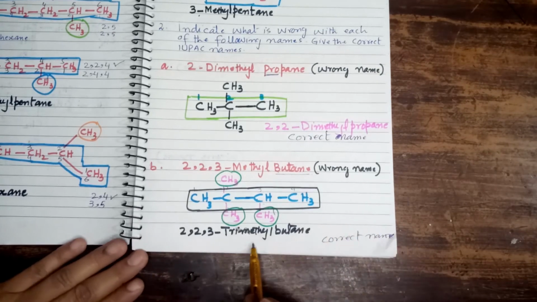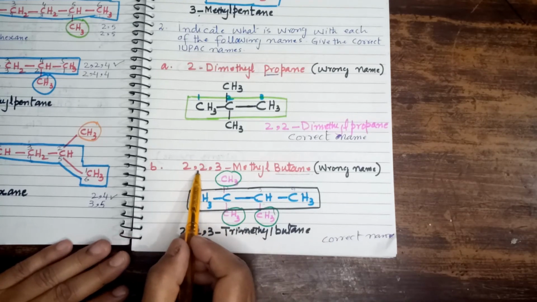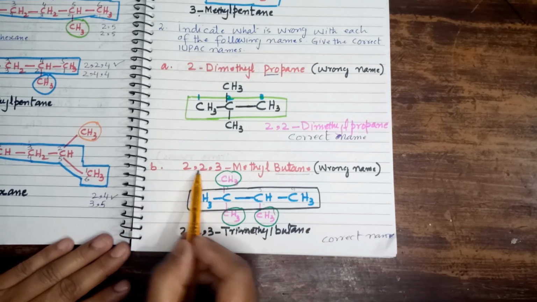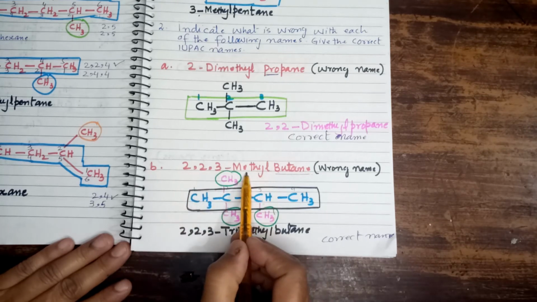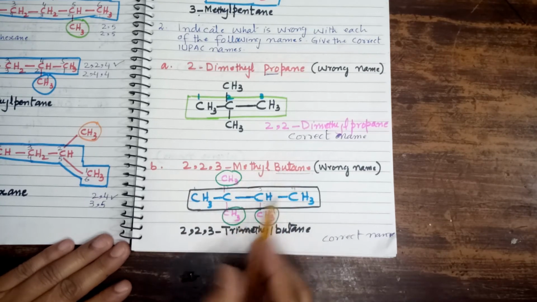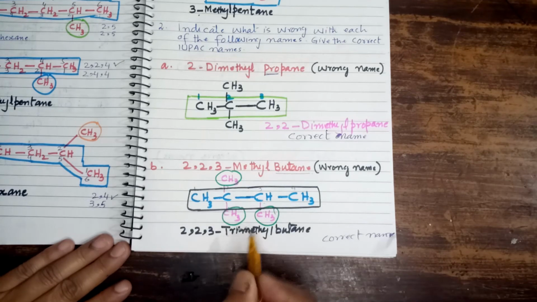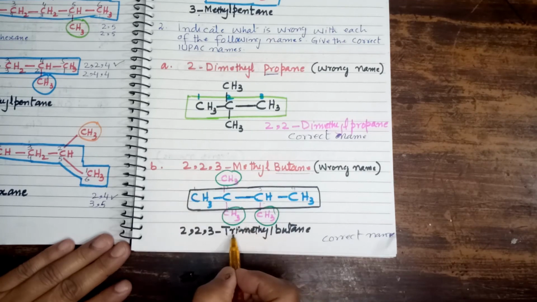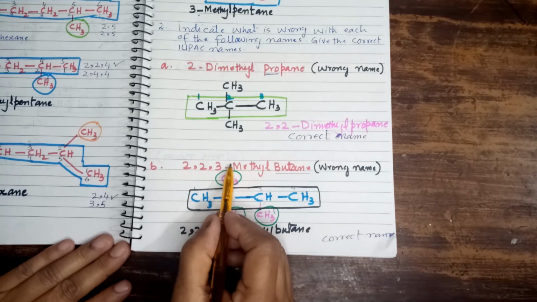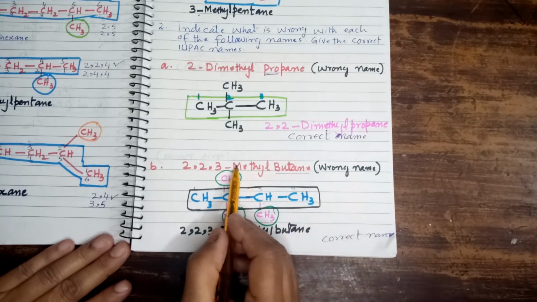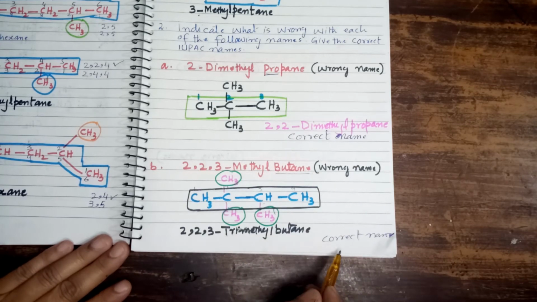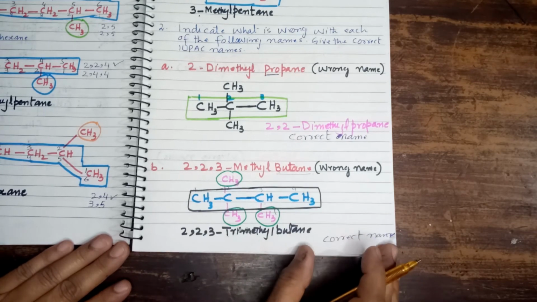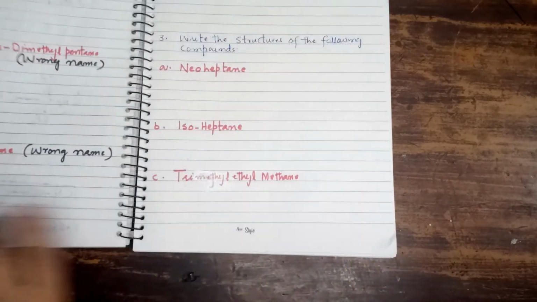Now, what is the mistake in this given name? Here you can notice, students, positions are mentioned, but just methyl is written. Tri is missing, right? Since there are 3 methyl radicals, this is a mistake since tri is not written here. So that's why this is the wrong name. This is the correct name of the structure. I hope this is clear to you. Alright, now see the next structure.